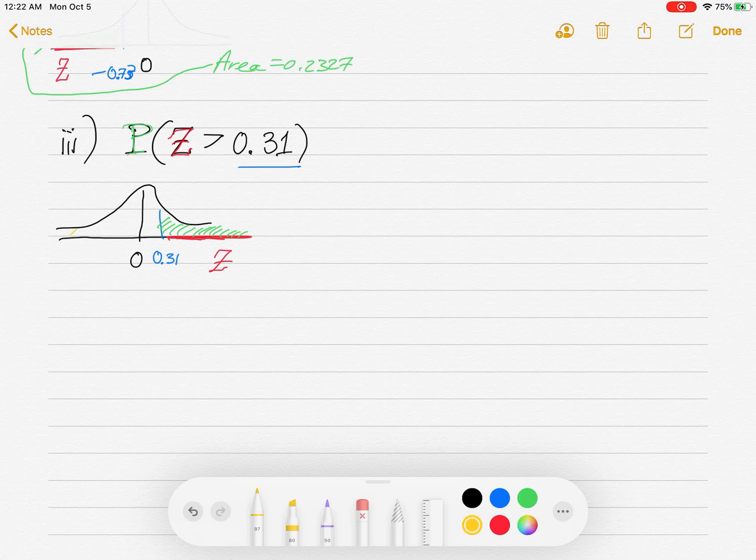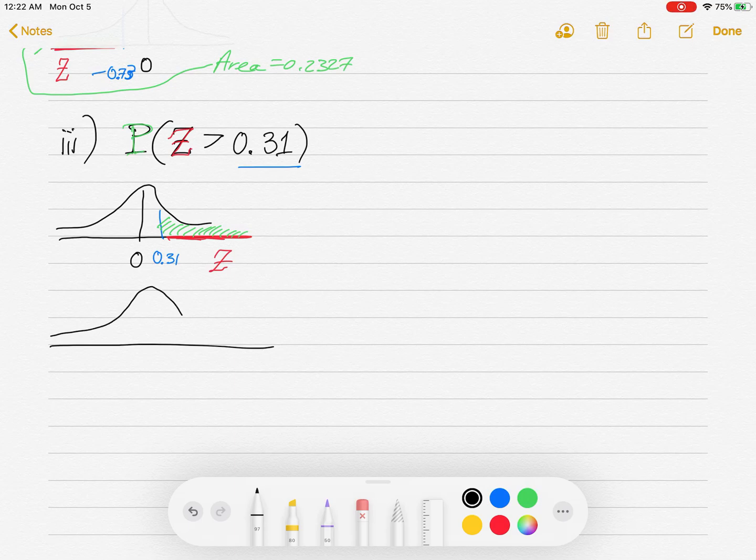Now, what would happen if I just looked up 0.31 in my table? I wouldn't get that green area, right? I'd get the area to the left. I get this yellow area. So I don't want to look up 0.31 in my table. If I do that, it's going to give me the area to the left of 0.31, the yellow, not the green. So we have to think of another strategy.